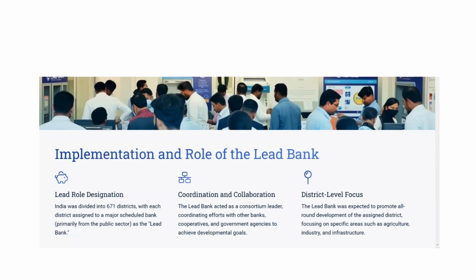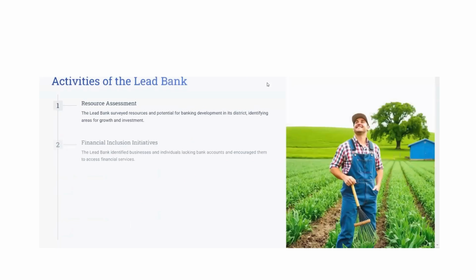So district level focus was the primary focus. The lead bank was expected to promote all-round development of the assigned district, focusing on specific areas such as agriculture, industry, and infrastructure. Agriculture and small scale industries had been the priority lending sectors, identified for balanced regional growth, which was an urgent requirement of the rural areas at that time, if we look back to around 1969 when it was introduced.